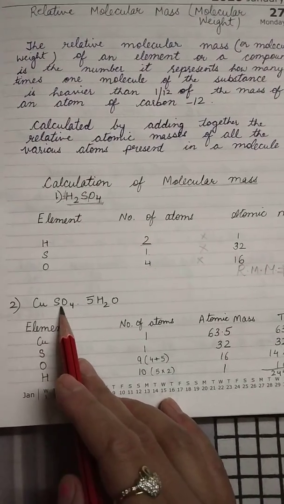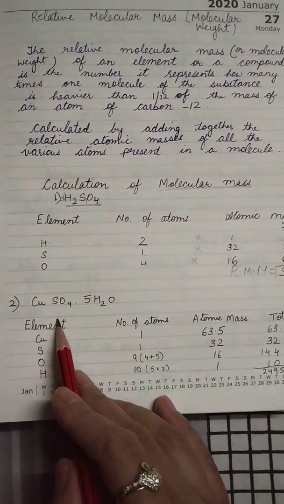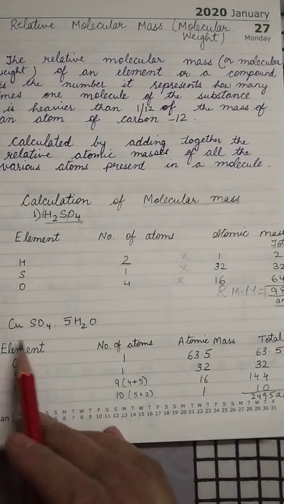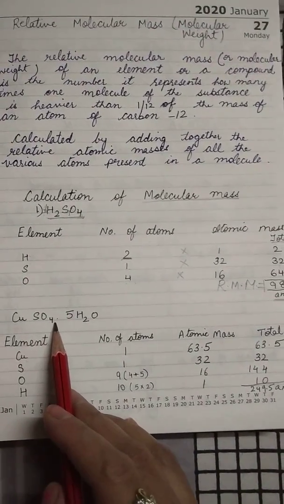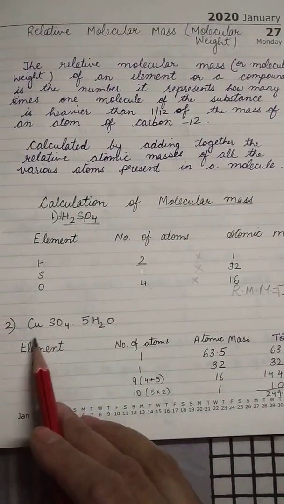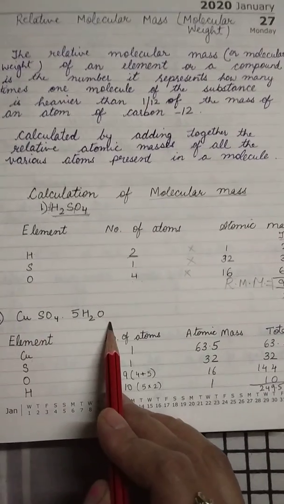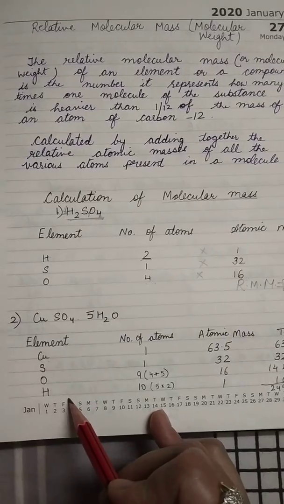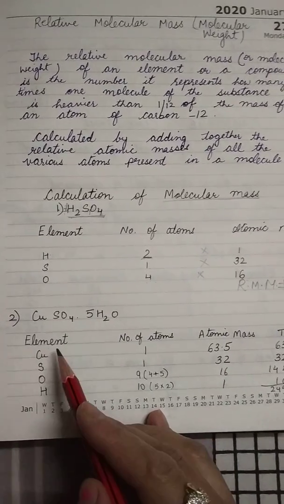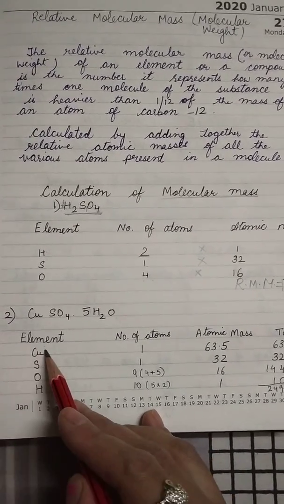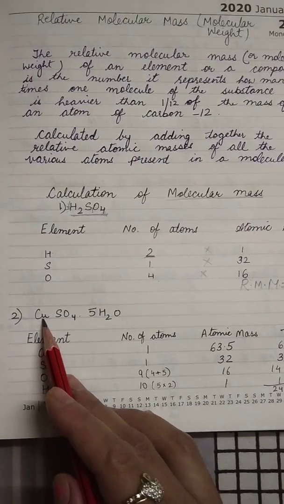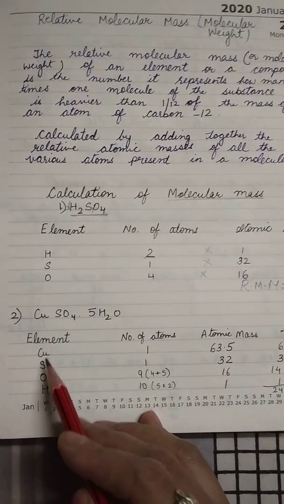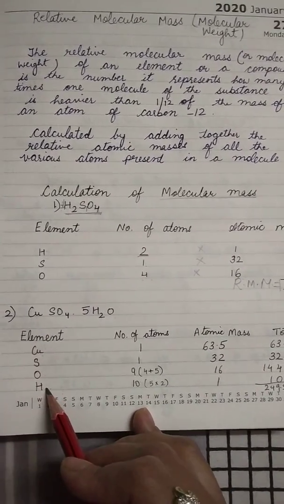Then we'll discuss another example. One more example I'll be showing. Here it is copper sulfate pentahydrate, that is CuSO4.5H2O. First of all, we have to fill up the first column, that is element. The elements are copper, sulfur, oxygen, and hydrogen.